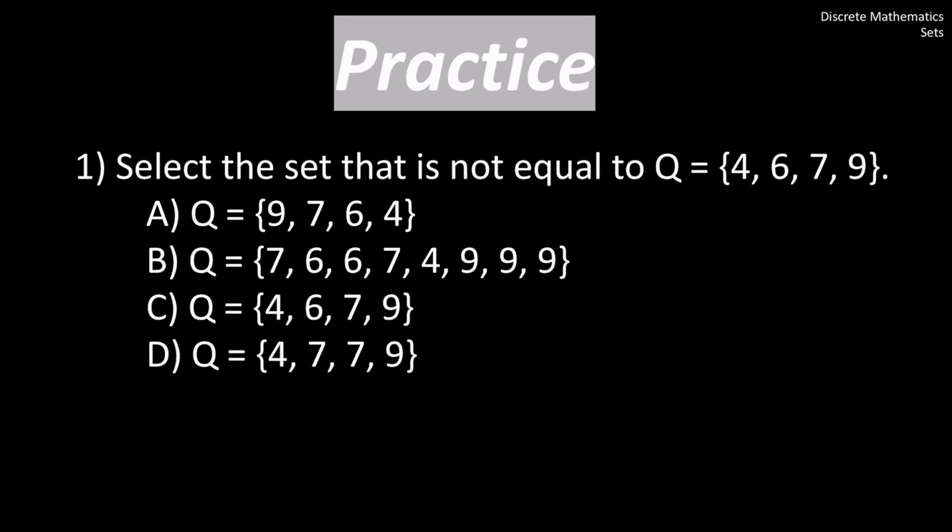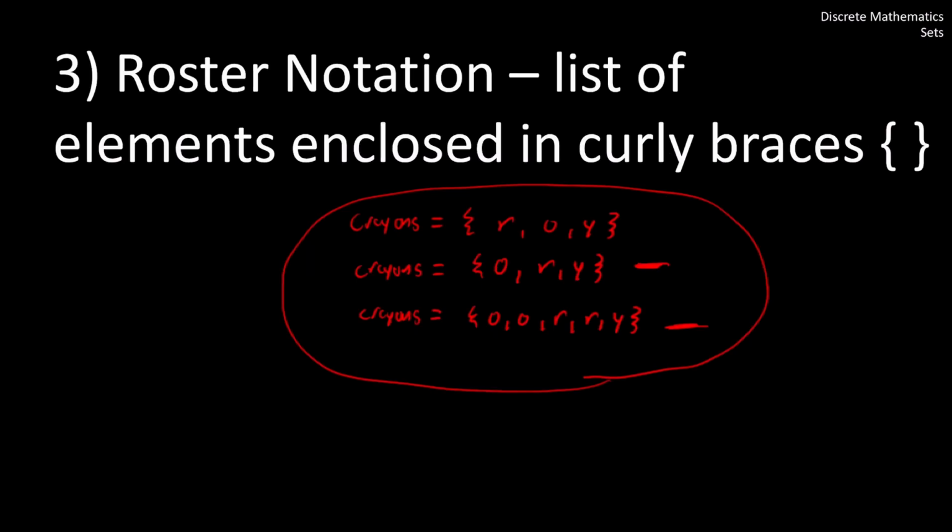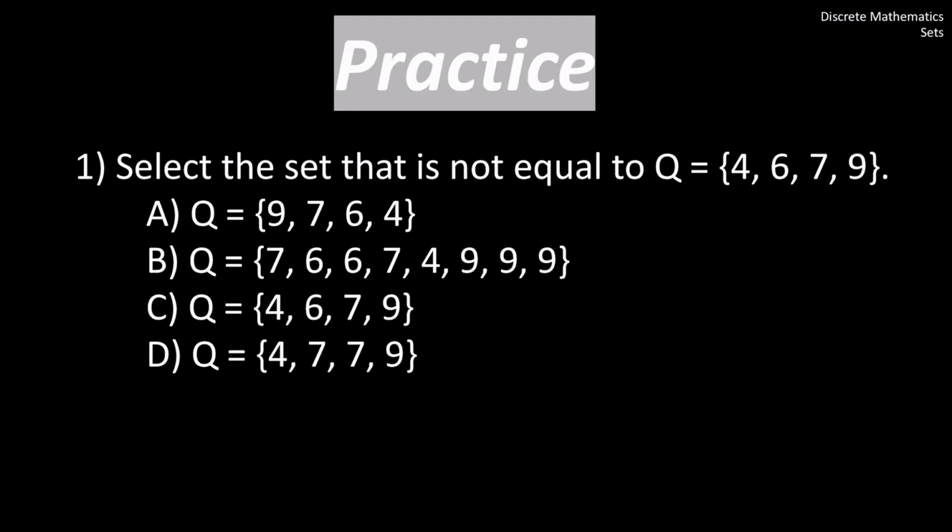This brings us to our first practice problem, in which we have to select the set that is not equal to Q equals 4, 6, 7, and 9. If we look at option A, in Q we have 9, 7, 6, and 4. As I previously said in our crayons example, the order is unimportant. So in our first set it is 4, 6, 7, and 9, but it goes backward in A, so 9, 7, 6, and 4. So these sets are equal to each other.